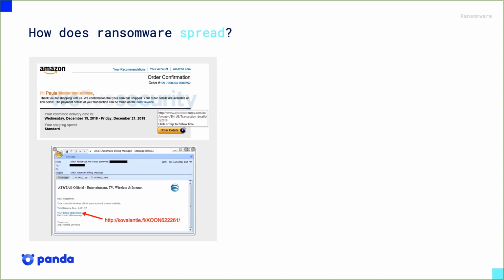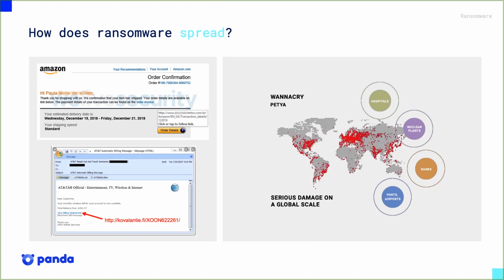Here we see a couple of examples of ransomware spreading through emails. We see the Amazon and the invoice examples. Over to the right, the effect that this has had globally. As we mentioned before, WannaCry and Petya were two well-known variants that caused serious damage on a global scale to multiple sectors, including hospitals, nuclear plants, banks, ports, and airports.